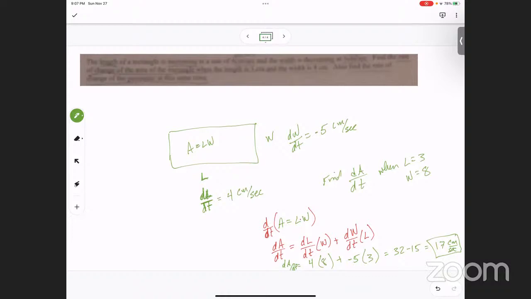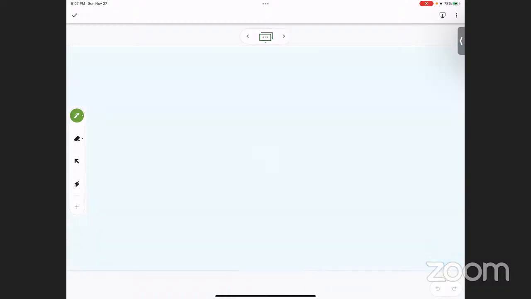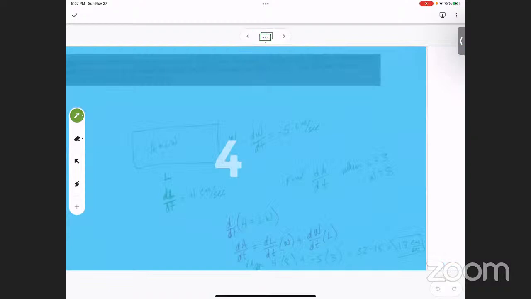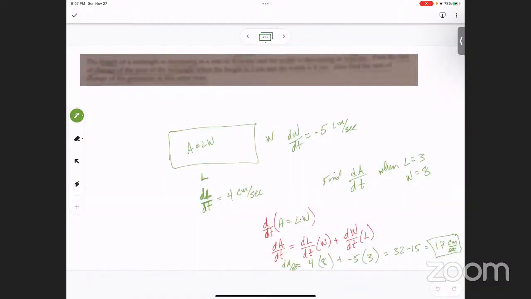And then after that, it does say, also find the rate of change in the perimeter at this same time. Okay, so let's do the perimeter. How is the perimeter different? Because it adds up all the sides instead of multiplying them. It's just a different formula, right? What's the perimeter? 2L plus 2W.